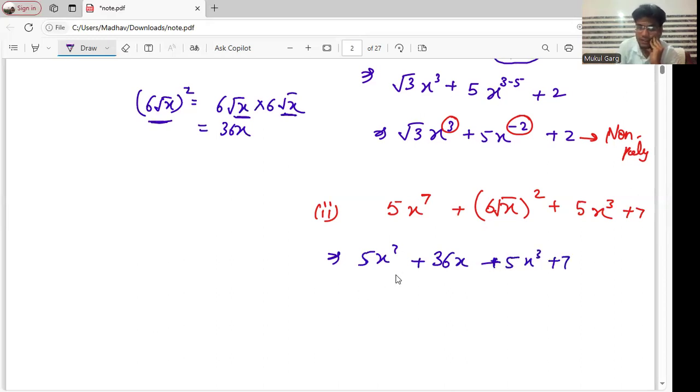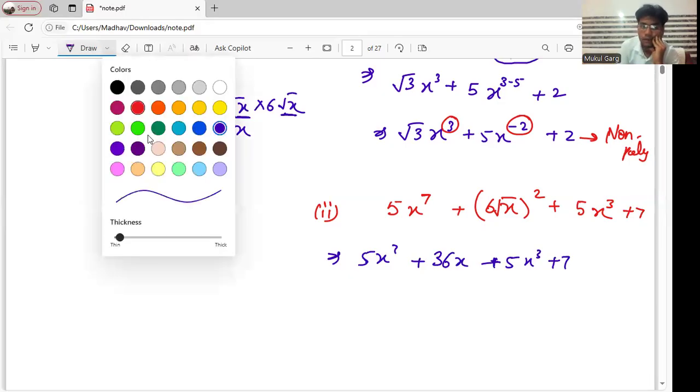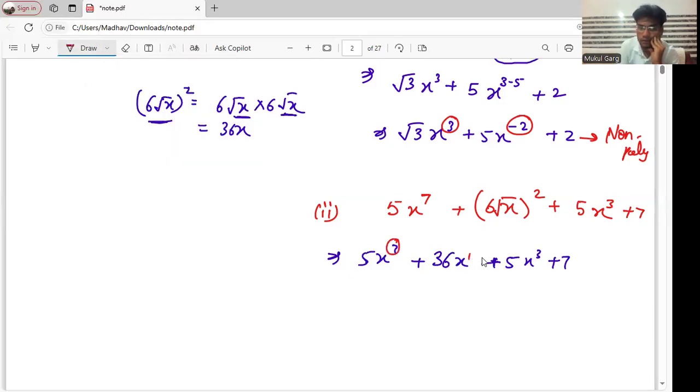Now, again, if you just check, in each term, the power is what? 7 is a whole number. Here is 1, 1 is a whole number. 3, whole number. It is again 0, 0 is a whole number. So obviously it's a polynomial. So that's how you need to check.